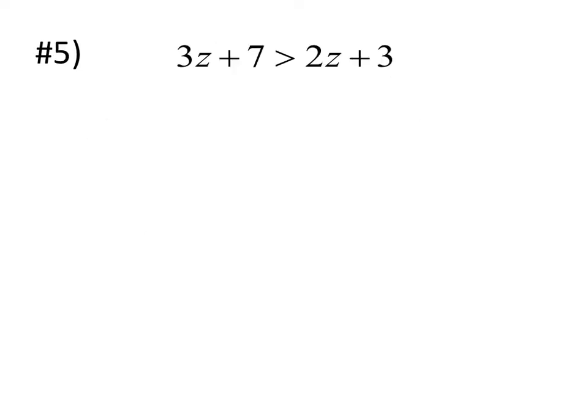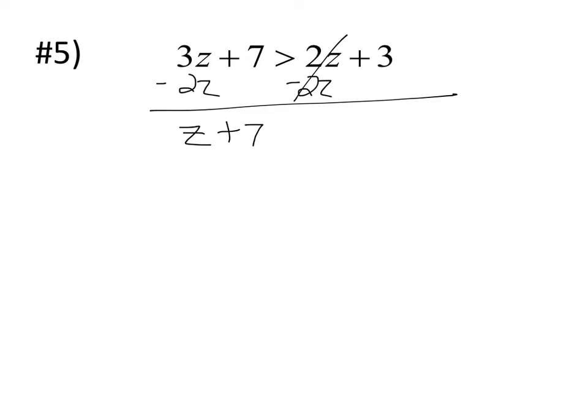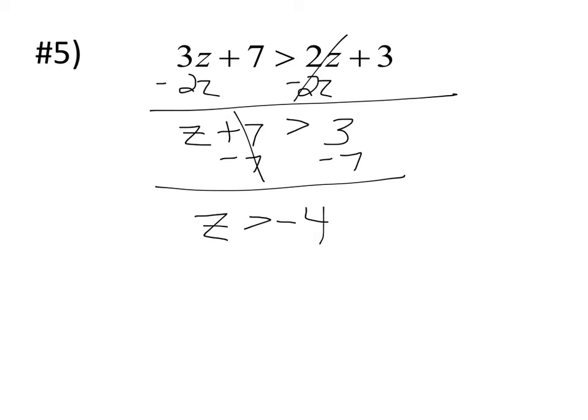Next, we've got, do a little bit of solving here. Move our smaller z to our larger z. So we're going to subtract 2z from both sides, leaving me z, because 3z minus 2z is just z, plus 7 is greater than 3. Subtract 7 from both sides, leaving me z is greater than negative 4.